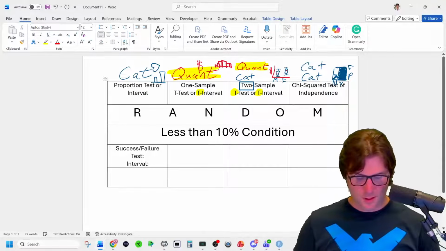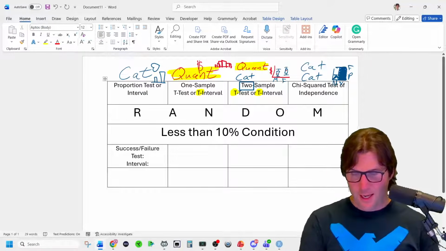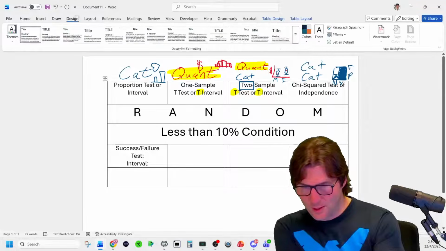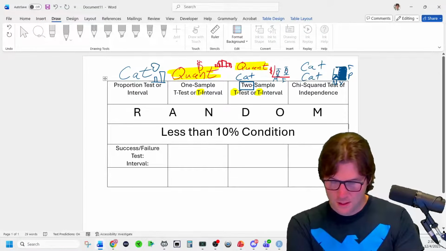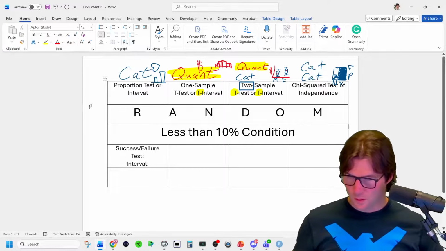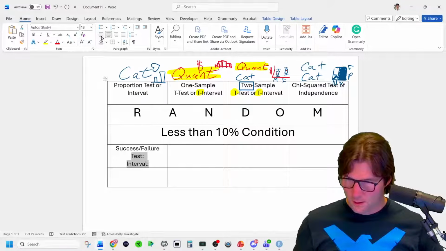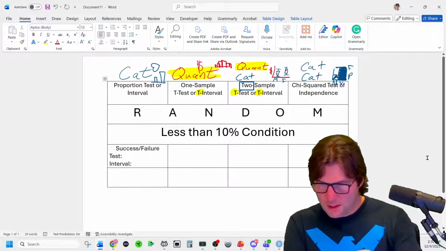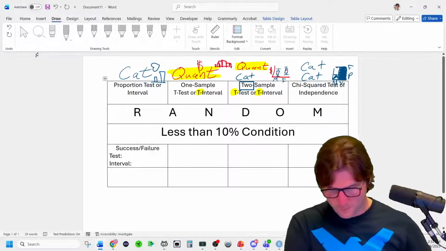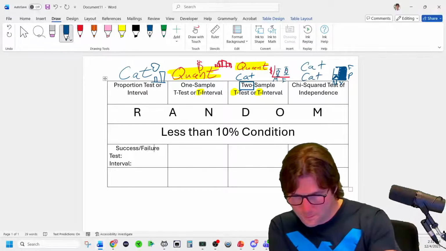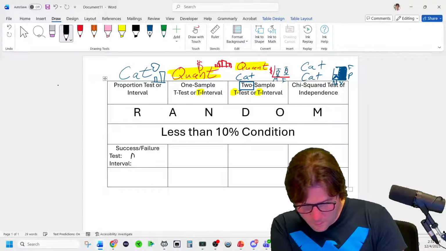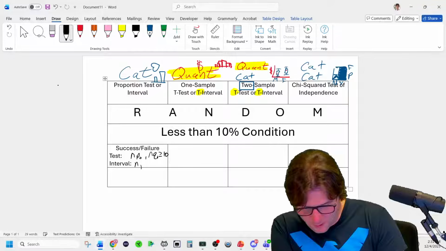And we could do an example of this. I'll give you an example to solve yourself. It's just practice. You get them down. For the test, let me actually make this so it's off to the side. For the test, it is n p naught and n q naught greater than or equal to 10. And for the interval, it's n p hat and n q hat greater than or equal to 10.